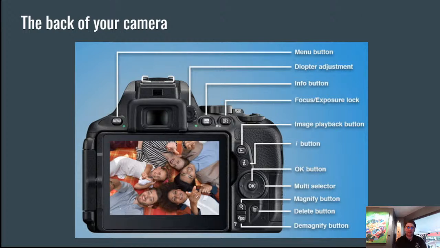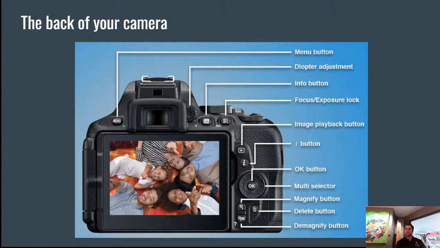So menu button, that'll take you into the internal settings of the camera. Various settings for film, for video, for file saving, file size, file naming, time and date. There's a multitude of different settings that you can change in menu. Diopter is going to be the adjustment that you make for your eye. We all view a little bit differently. We all see differently. I've got my glasses on. These are my prescription glasses. When I pick up my buddy's camera, I have to turn the diopter setting, just like on a pair of binoculars, until I get my viewing correct.